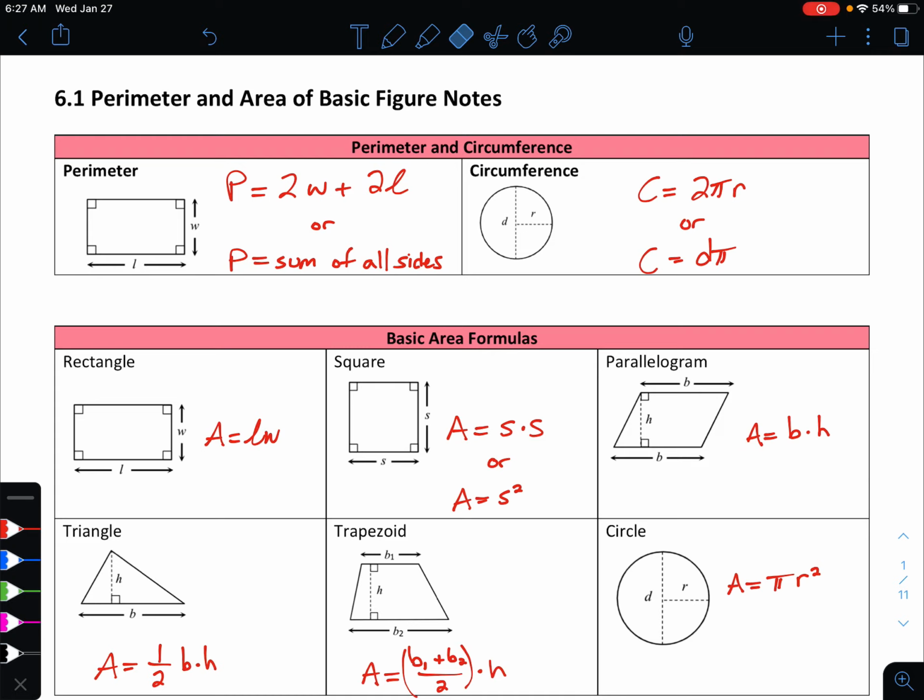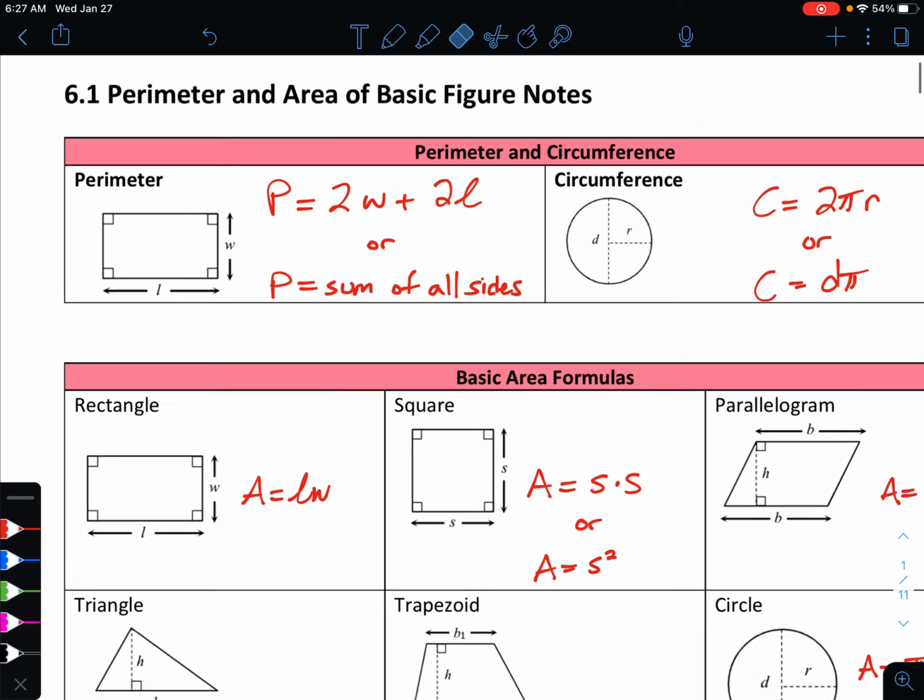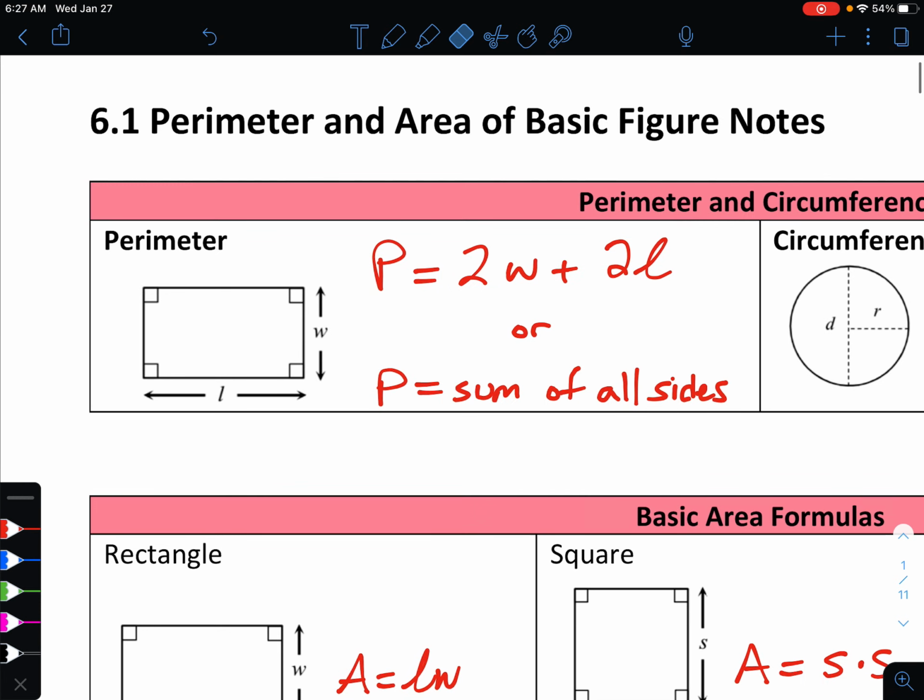So let's talk perimeter and circumference, because circumference is, in essence, the perimeter of a circle. But when you want to look at the perimeter for a figure, if it's a rectangle or square or parallelogram and so on, then you're just going to take 2 multiplied by your width plus 2 multiplied by your length. Or in a more general sense, remember that the perimeter is just the sum of all of the sides. In other words, just add all of the sides together, and then that will be your perimeter.